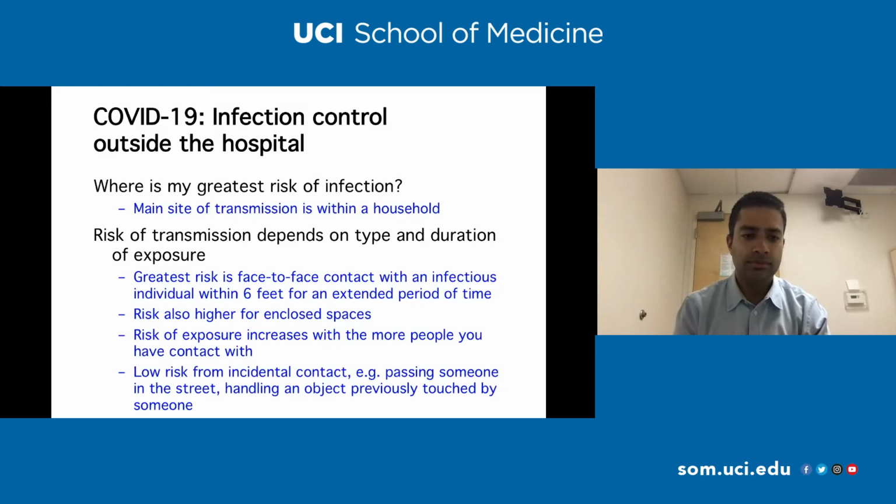So what I would say is incidental contact, you're passing somebody in the street, or you handle an object that someone has previously touched, your risk is low. But if you have a lot of these contacts, if you're the checkout clerk at a store and many people are coming through, even though each contact is relatively short, you have greater exposure because you're exposed to more people.